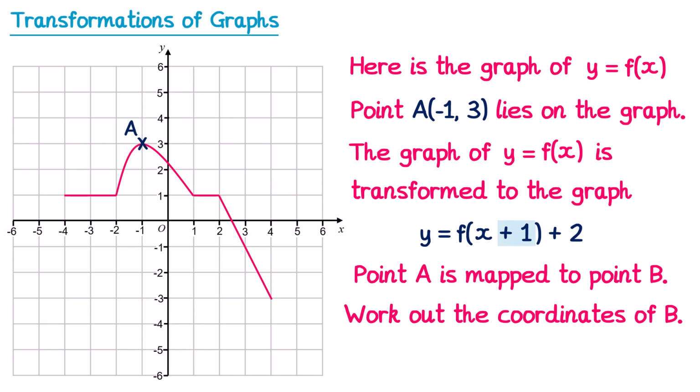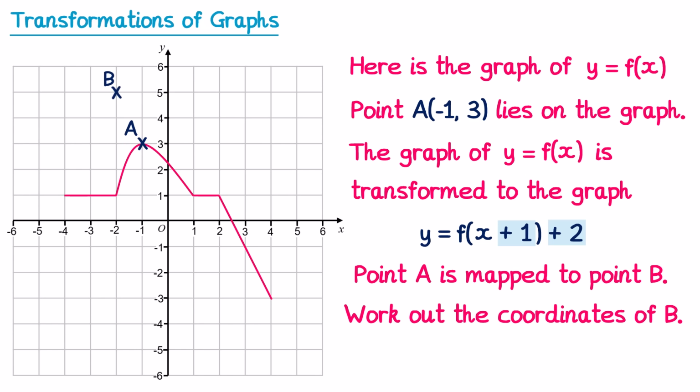So if we look at this transformation here, we've got a plus 1 on the input of the function. We know this moves it left 1 unit. This plus 2 that's been added to the function moves it up 2 units. So all we need to do is take the point A and move it 1 left and 2 up, and that'll be the point B.